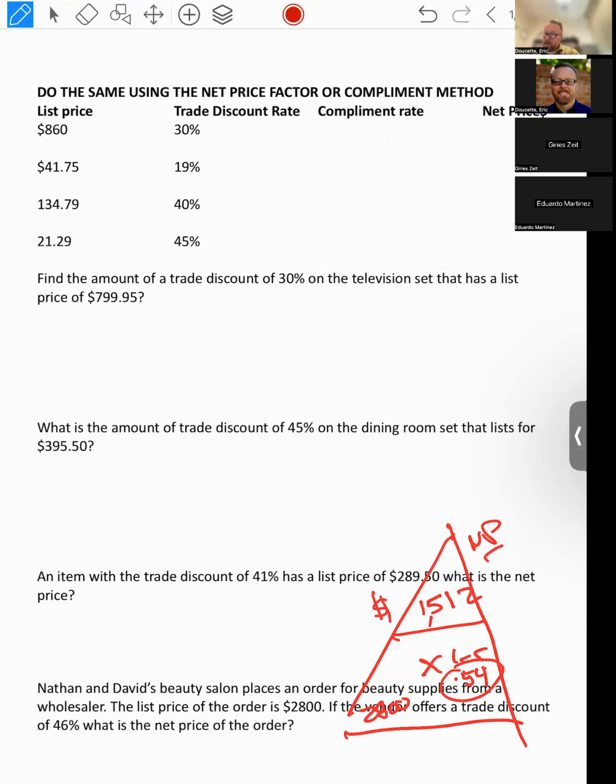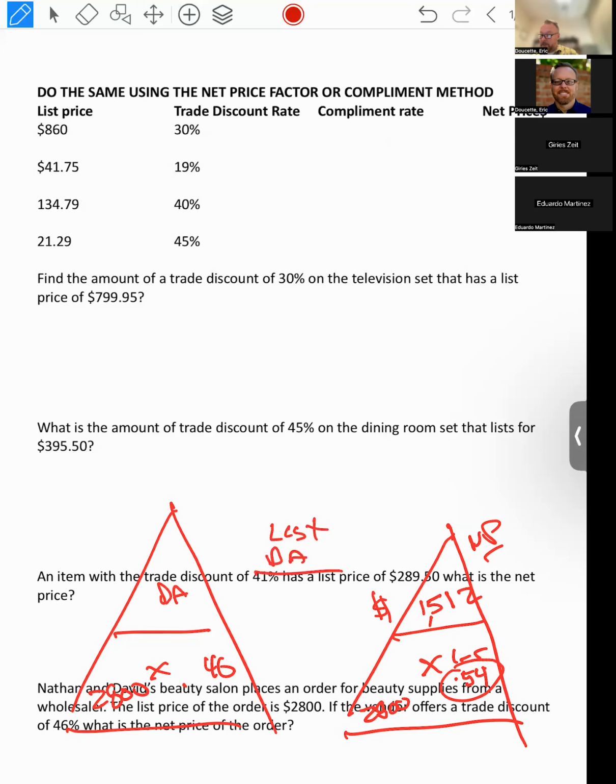Now, again, just so I don't confuse anybody, I could have first found the discount amount by just multiplying the list price by the rate, 46. That would have given me my discount amount. And then I could have subtracted the discount amount from the list price, and that would have given me my net price. But I avoided that by subtracting my rate from 1 and multiplying that. That gave me my net price.